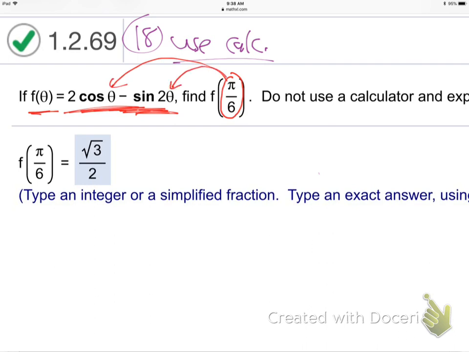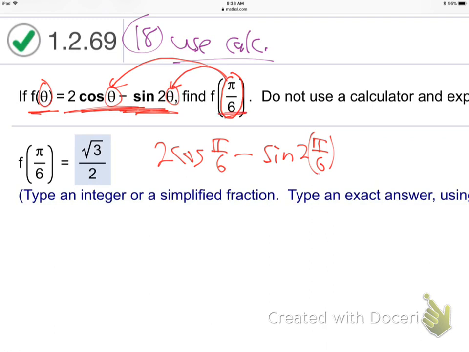How do I know that? Well, because you see the pi over 6 is after the f, which means it's right here, which means it's taken the place of theta. So I put it in the theta spot, put it in the theta spot. What do I get? 2 cosine pi over 6 minus sine of 2 times pi over 6. You with me? And then just hit the buttons on your calculator. Oh, no, they're right. They want an exact answer. I'm going to have to show you. Yeah. Anyway, but are we good to there? We good to there so far? Everybody see what I did so far?